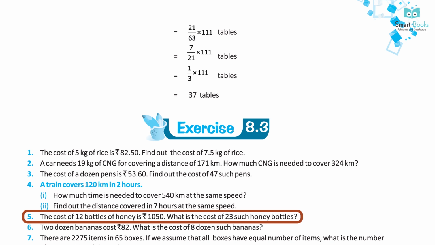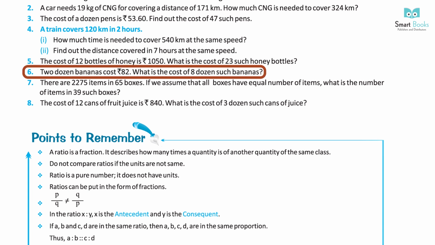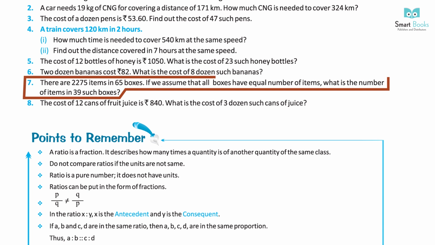Question 5. The cost of 12 bottles of honey is rupees 1050. What is the cost of 23 such honey bottles? Solution. Rupees 2012.5. Question 6. 2 dozen bananas cost rupees 82. What is the cost of 8 dozen such bananas? Solution. Rupees 328.